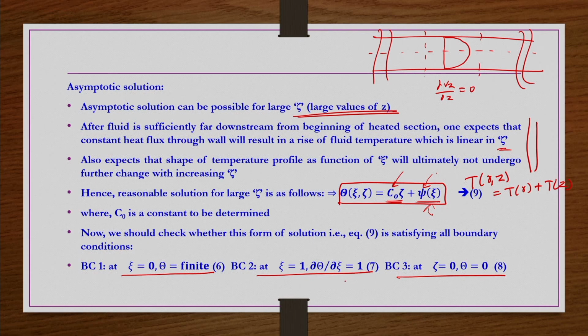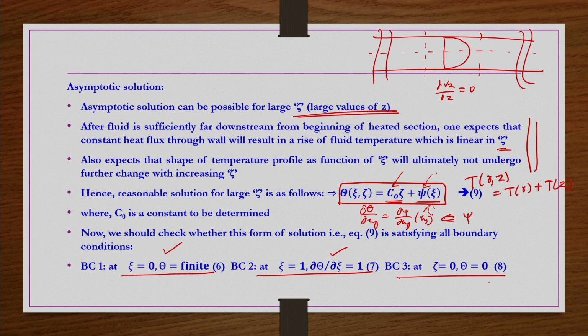Then when xi equals 1, del theta by del xi equals 1, is it possible or not? When you take del theta by del xi, you will get del psi by del xi, which is a function of xi. So we substitute xi equals 1 here, and it is possible that you may get 1. That kind of psi function you can find out. So now this second boundary condition is also satisfied. So the solution 9 is satisfying boundary conditions 6 and 7.